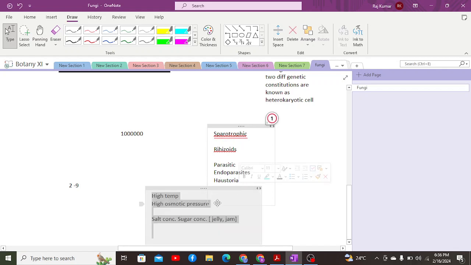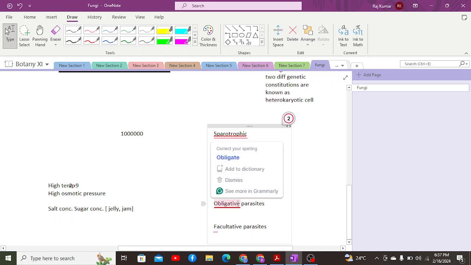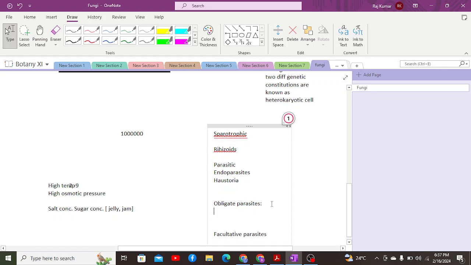After formation of haustoria, these are already structures present. They can be obligate parasites and facultative parasites. Both of these would be having the haustoria, right? And when it comes to obligate parasites, these are parasites which obtain their food from the host.